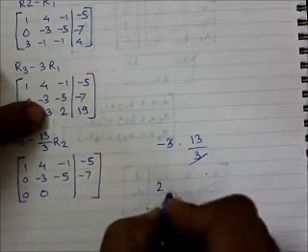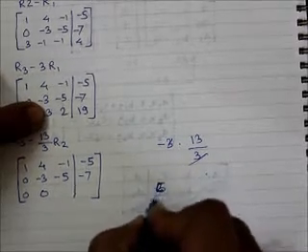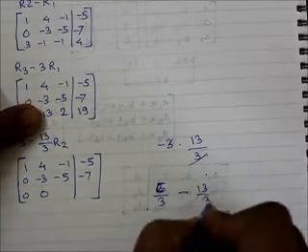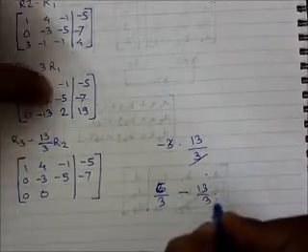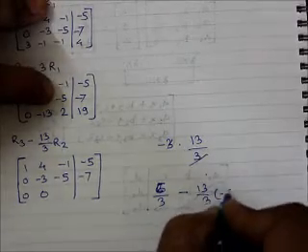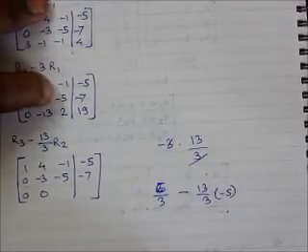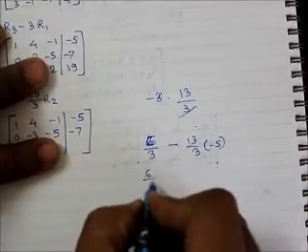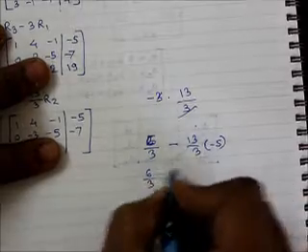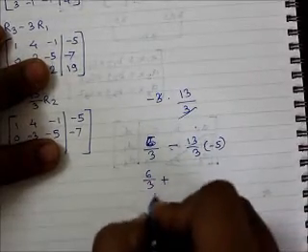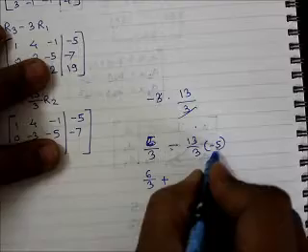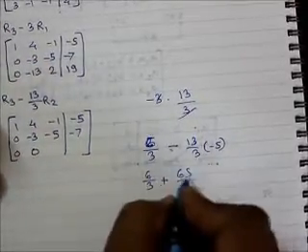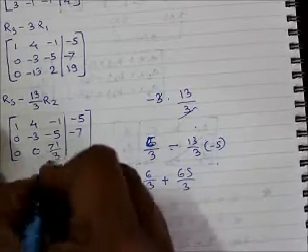Now 2, we can represent it as 6 by 3. Minus 13 by 3 multiplied by minus 5, right? So this is going to give you 6 by 3 minus 13, minus becomes plus, 6 by 3 plus 13 into 5 is 65 by 3, right? 6 and 65, this gives you 71 by 3.